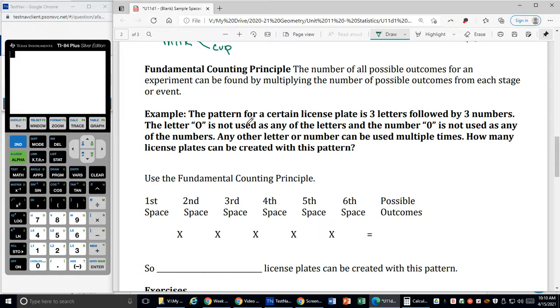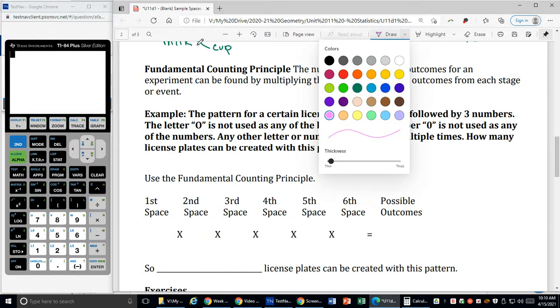Let's look at this example. The pattern for a certain license plate is 3 letters followed by 3 numbers. The letter O is not used in any of the letters, and the number 0 is not used in any of the numbers. Any other letter or number can be used multiple times. How many license plates can be created with this pattern?